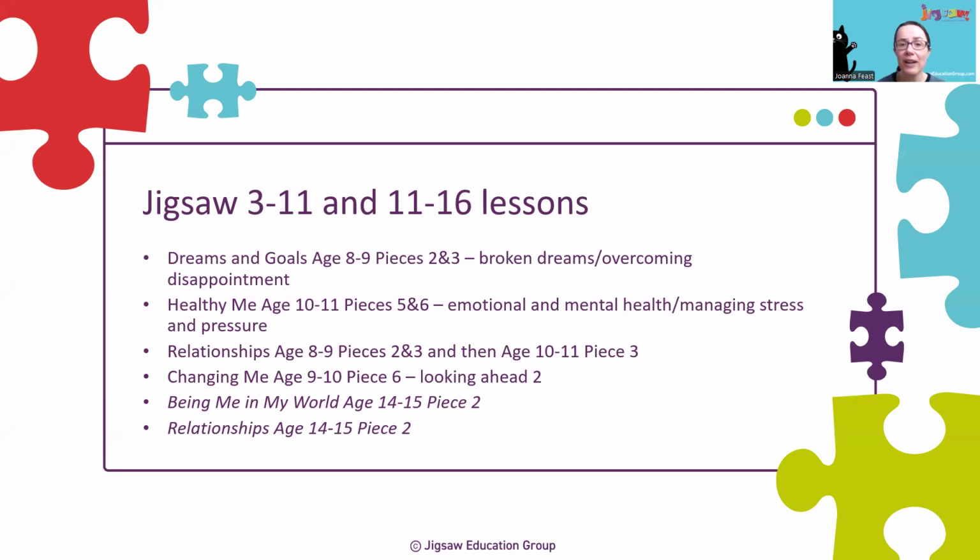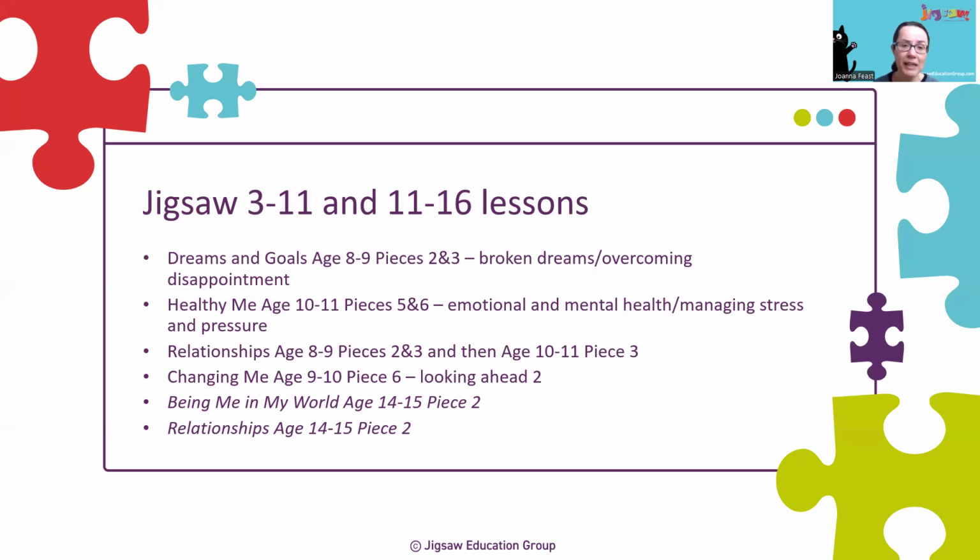So having said that, we do have some lessons that are specifically about bereavement and loss, and not all necessarily to do with death of someone or a pet, for example. We start in ages 8 to 9, and there are two different lessons or pieces. One about broken dreams and the disappointment and loss, and one about overcoming disappointment. So a very gentle introduction to the idea of the complexity and difficulty of feelings when things go awry.